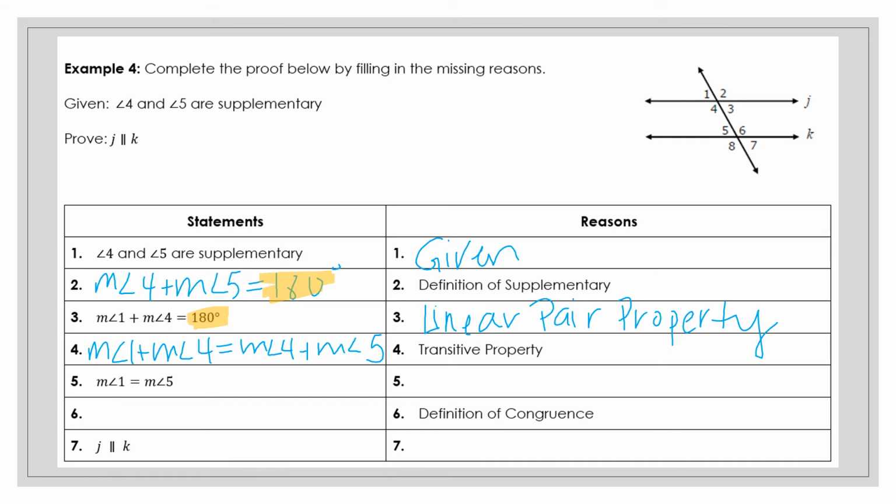So now as I look at this statement, what I see is I have the measure of angle 4 on both sides. So I'm going to be able to get rid of that by subtracting it. So that's my next step, is to do subtraction. And if I subtract the measure of angle 4 from both sides, it's going to give me the measure of angle 1 equals the measure of angle 5.